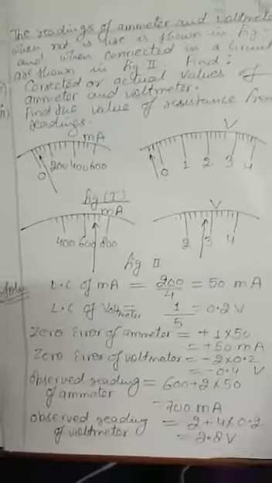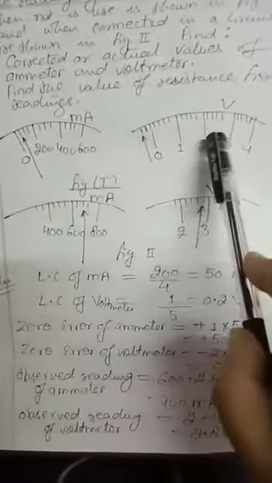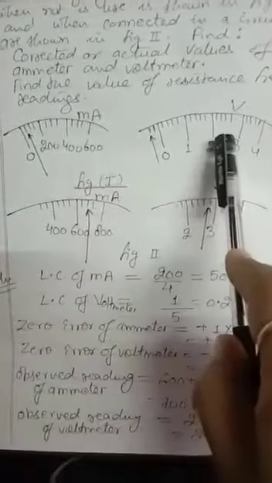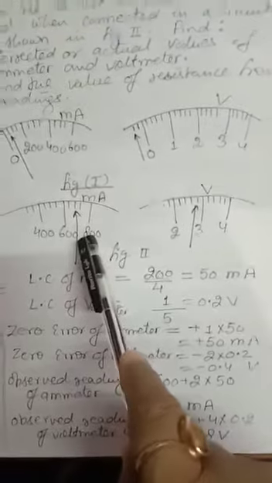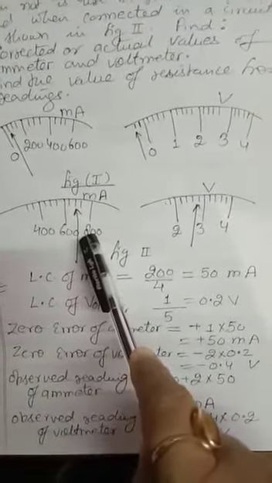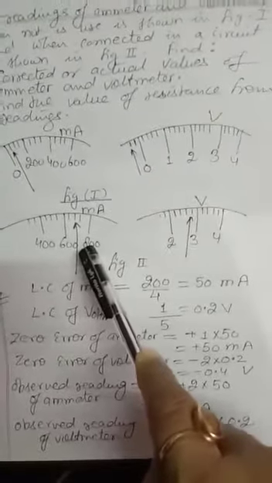Let's solve some questions based on zero error, range and least count. Say, for example, we have a milliammeter and a voltmeter in a circuit. When we have not switched it on, the readings are as in figure 1, and when we switch it on, the readings are as in figure 2. The question asks us to calculate the actual value of current and potential difference, and hence the resistance of the wire used.